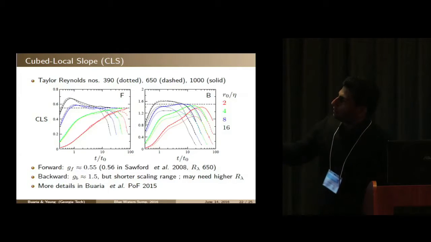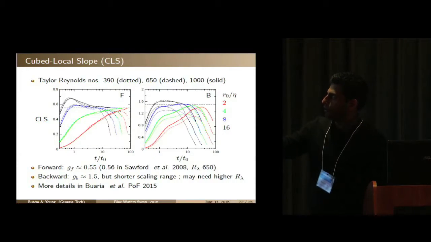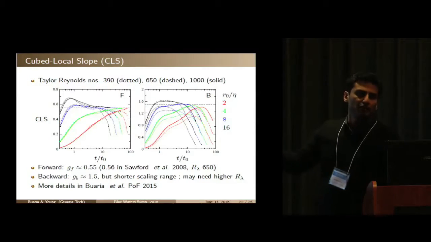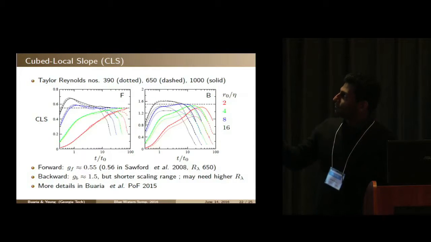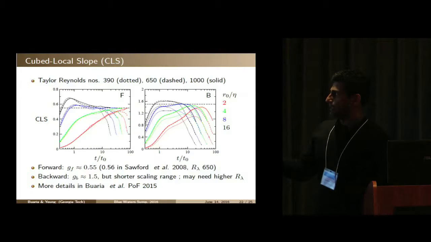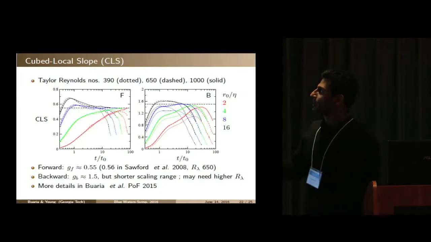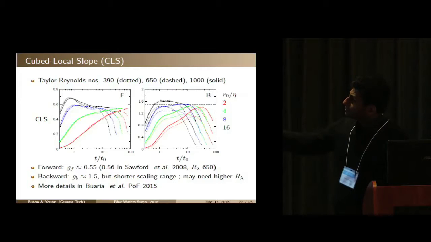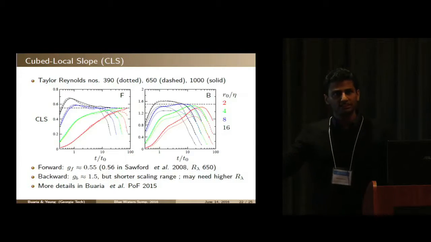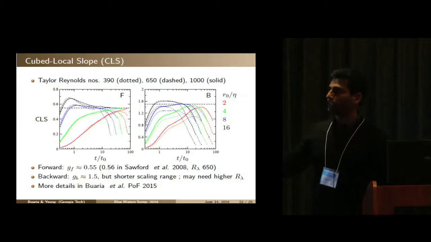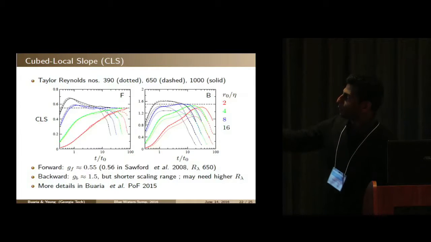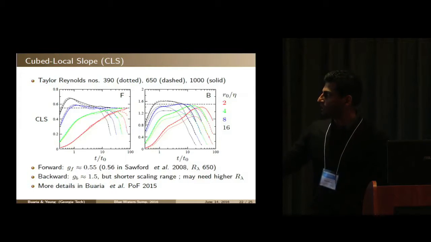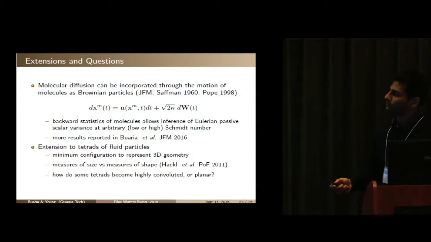What we find is that for the forward case, we get really good convergence at about 0.55, and this is at R lambda of 1000, the Taylor scale Reynolds number. Comparing this to the results by Sawford and others at R lambda 650, it's in very good agreement. But for the backward case, we find that the trend towards convergence is there, but it's still not perfectly converged. We are estimating about 1.5, but we still need higher Reynolds numbers to see a perfect convergence. More details can be found in this paper.